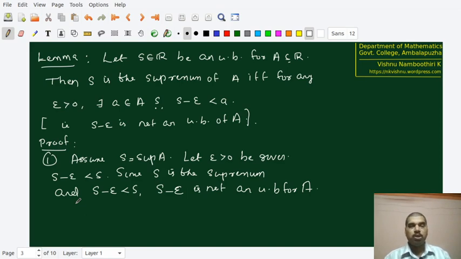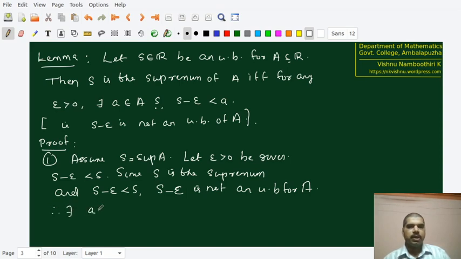This is not true. This is not true means that for some A, S minus epsilon must be less than that A. Greater than or equal to is not correct. That means that less than must be true. For all it is not correct. That means that for some it must be false.